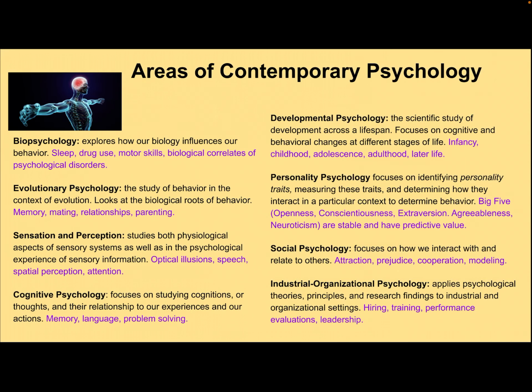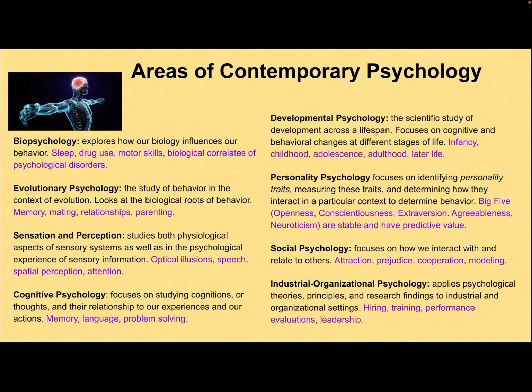Now we're actually going to talk about, I think, 13 different areas of contemporary psychology. So on the last slide, we saw all the different divisions of the APA, but we're going to discuss 13 main ones. And some of these could be broken down, and I may have left out some, but these are the ones I'd like you to learn for this chapter. The first is biopsychology, which explores how our biology influences our behavior. Some examples of areas of study in biopsychology are sleep, drug use, motor skills, and biological correlates of psychological disorders, right? Physical things that are related to psychological disorders.